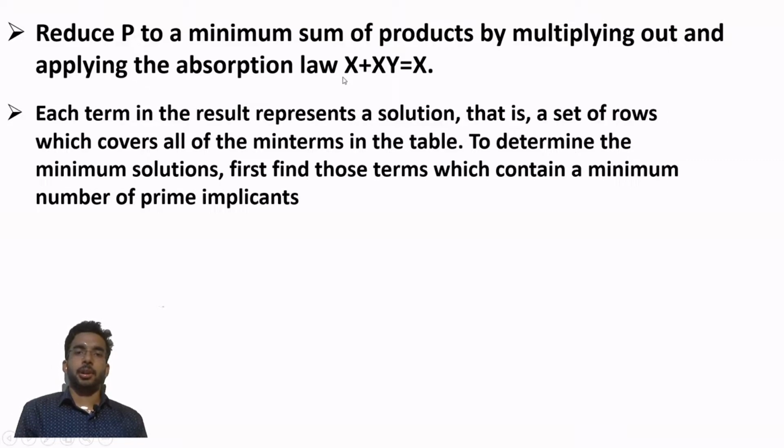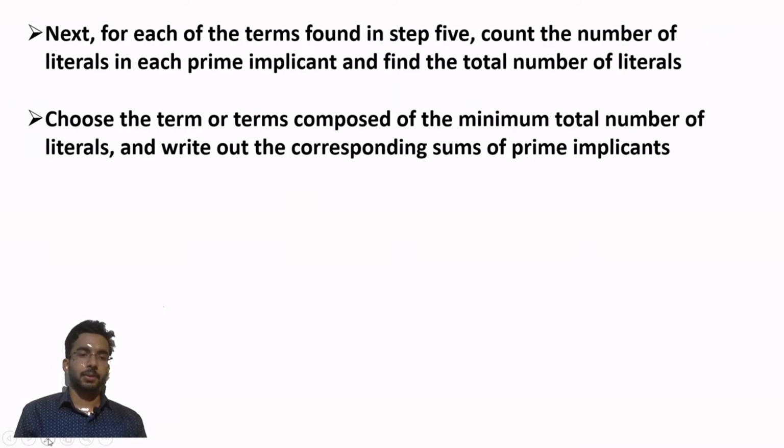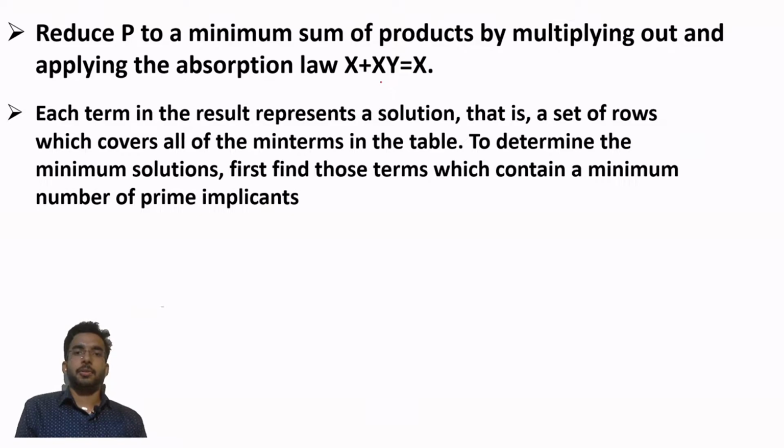This one is a very important formula: X plus XY is equal to X. We use this when we simplify in Petrick's method. And the fifth step is that each term in the result represents a solution, that is, a set of rows which covers all the minterms in the table.